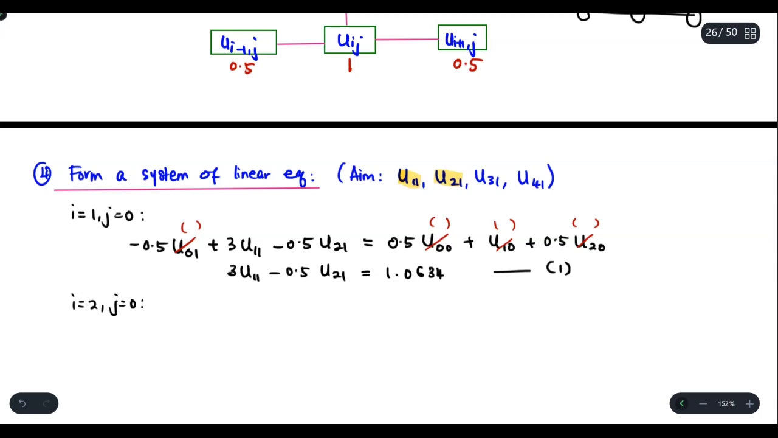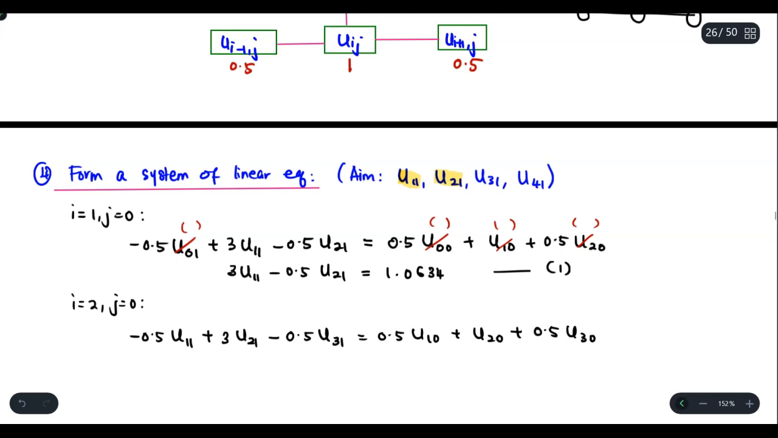So basically, you can look at the expression at the top here, at the first equation. So negative 0.5, you are changing in terms of I, J remains, so you only raise 1 unit for the I. So it becomes U11 plus 3 U21 minus 0.5 U31 equals 0.5 u10 plus u20 plus 0.5 u30.